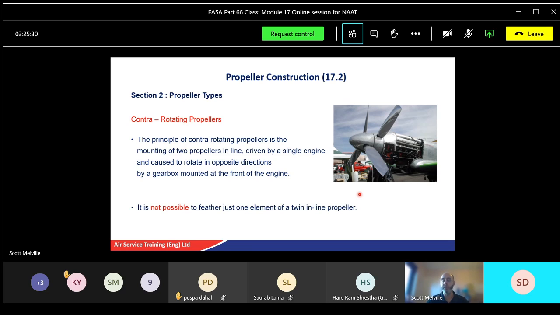It's not possible to feather just one. So we can't just feather this propeller or that one. When we feather it, both of them will feather at the same time. There's no point in having one feathering and one not. So when you go to feather position for this type of configuration, both of the propeller systems will feather together. And likewise unfeather.